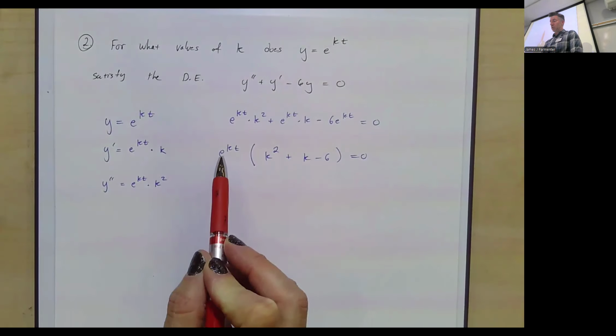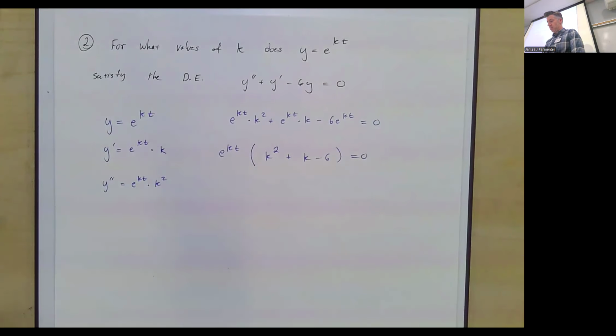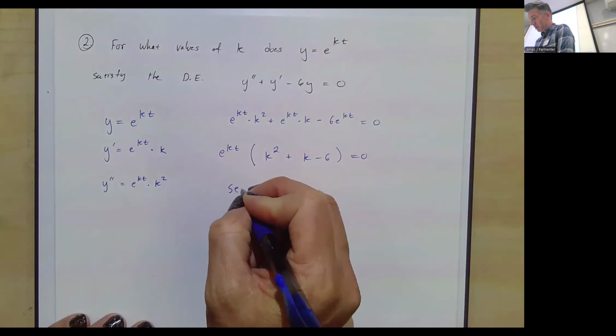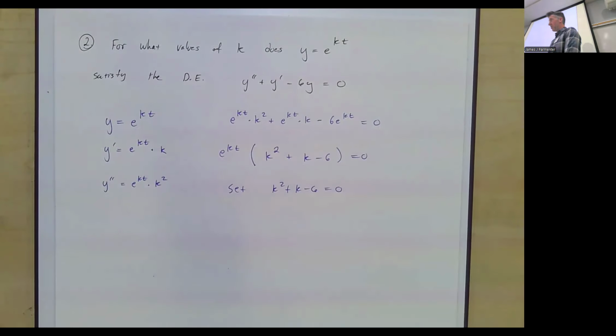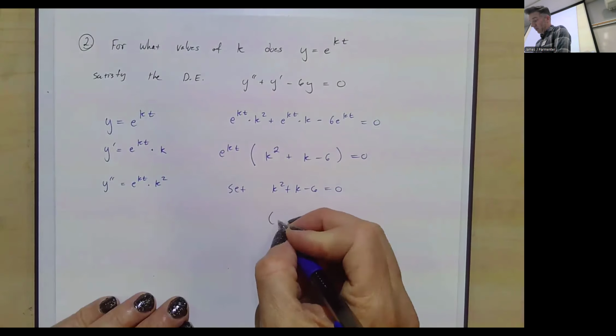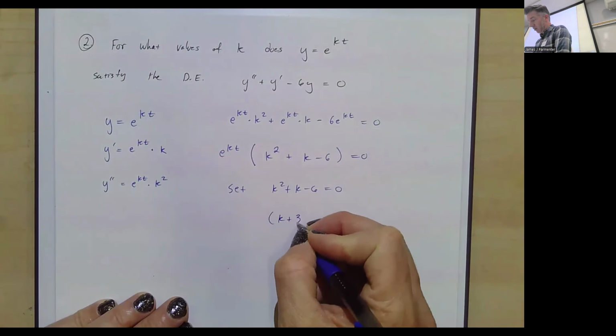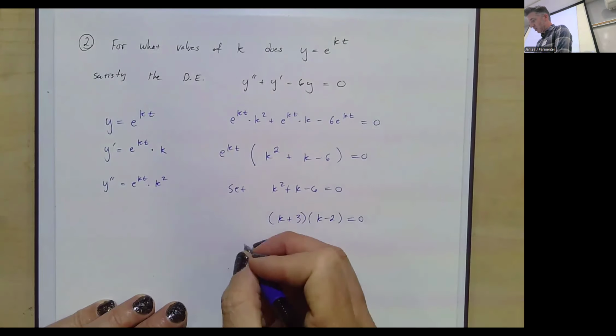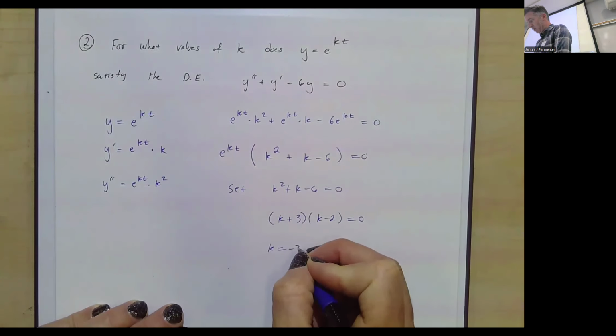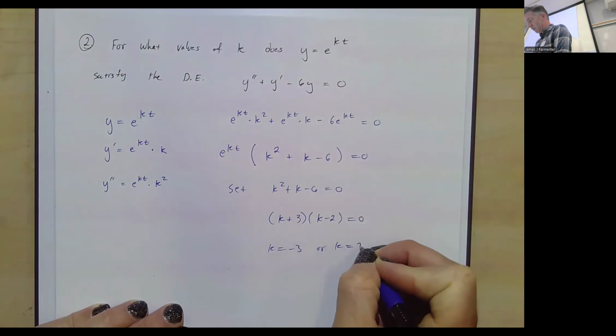So this part here, I don't even have to worry about. It's not going to give me any solutions. I'm going to worry about setting this part equal to 0. So we're really going to set k squared plus k minus 6 equal to 0. And we can either use the quadratic formula or hopefully it factors. It does factor. But it's possible that it wouldn't factor. You'd have to use the quadratic formula. K plus 3 times k minus 2 equal to 0. So our solutions here are that k equals negative 3 or k equals positive 2.